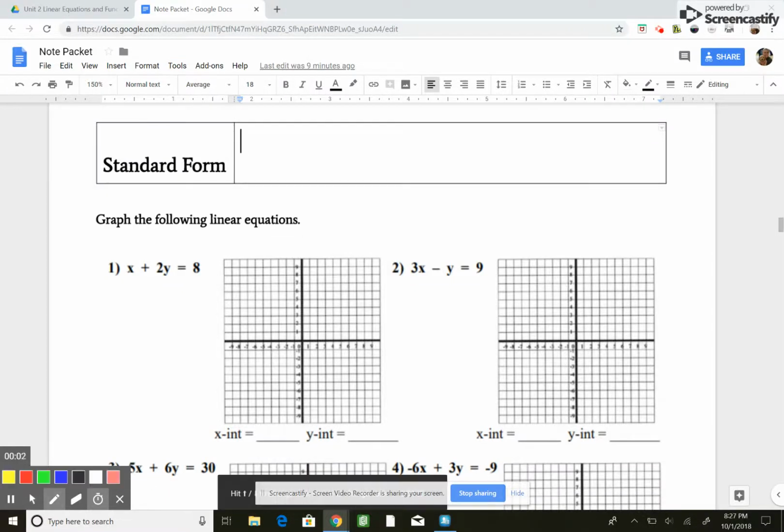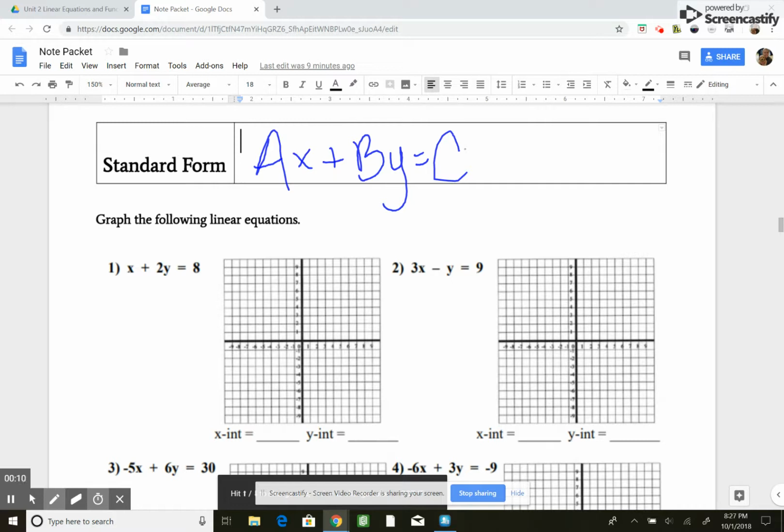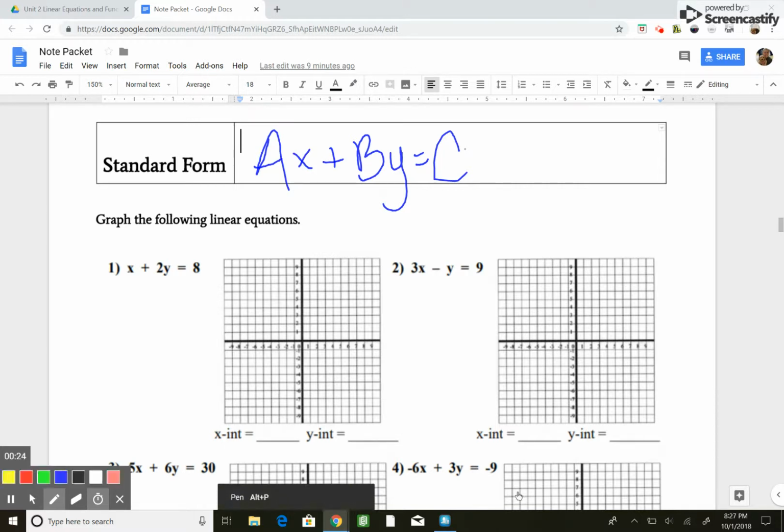Alright, so today we're going to be talking about standard form. Standard form is ax plus by equals c. So the easiest way to plot when it's written in standard form is to just find the x and y intercept. Now remember, the x-intercept is where y is 0, and the y-intercept is where x is 0. So you're just going to plug in 0 twice to get them.